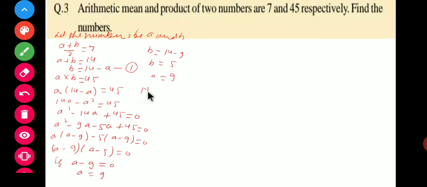So the numbers are 9 and 5. That is your answer. You can also find the numbers easily from this bracket, from this factorization.